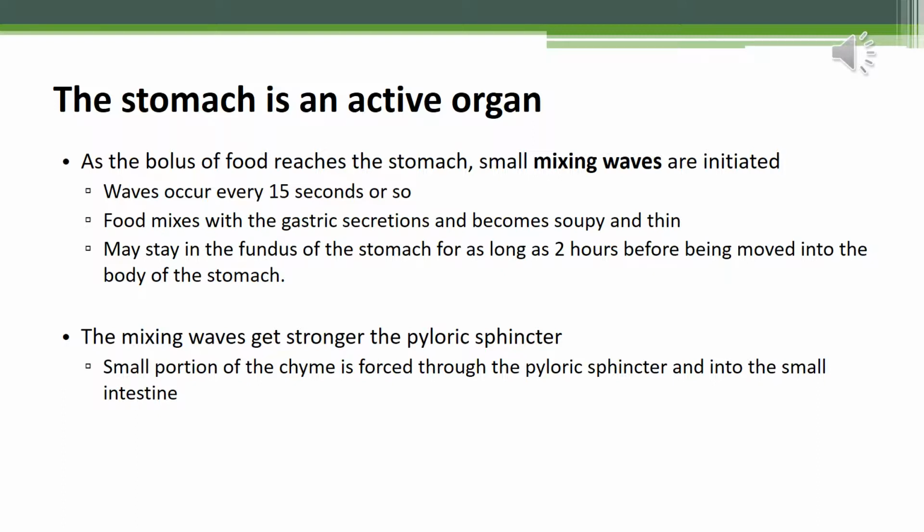Now, these mixing waves get stronger as we approach the pyloric sphincter, and a small portion of the chyme, which is the mixture of food and gastric secretions, is forced through the pyloric sphincter and into the small intestine.